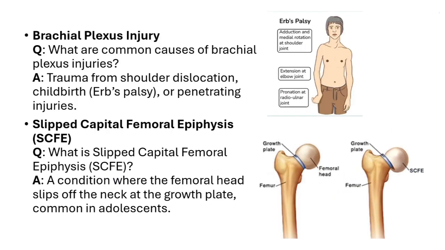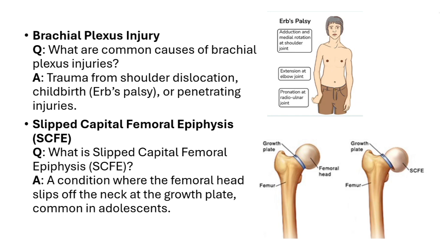What is brachial plexus injury and its common cause? It is commonly caused by trauma from shoulder dislocation, childbirth, which causes Erb's palsy, or penetrating injuries. In Erb's palsy, we have the following features: adduction and medial rotation at the shoulder joint, extension at the elbow joint, and pronation at the radioulnar joint.